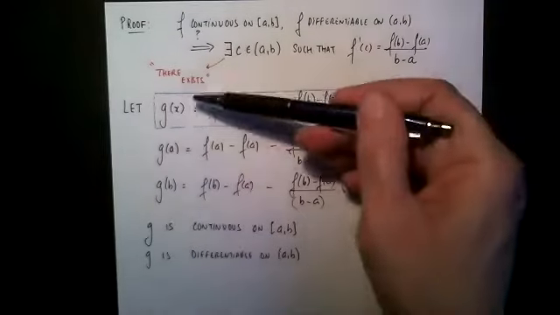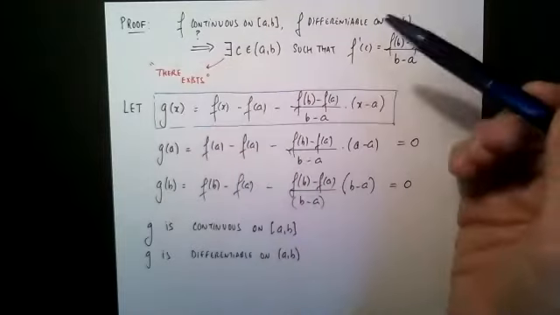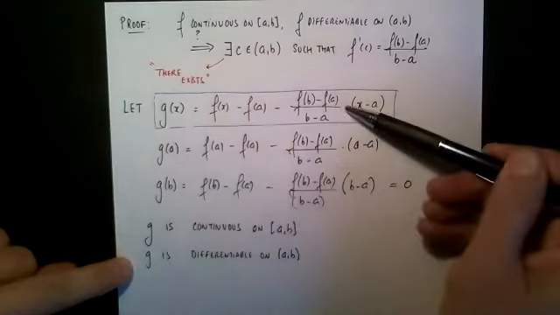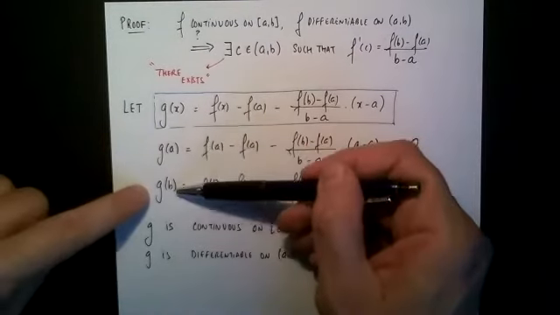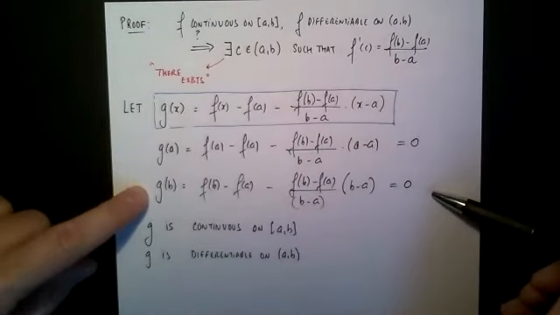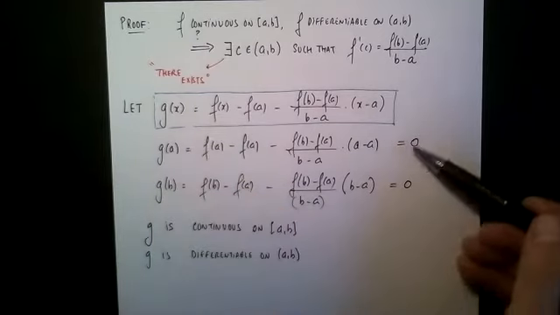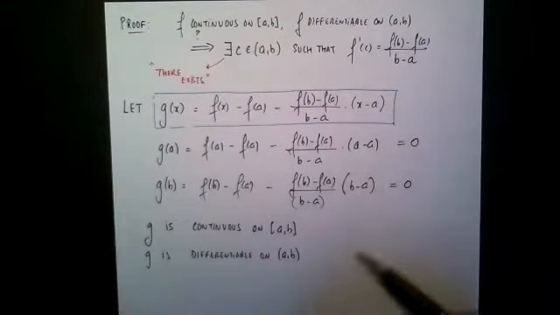So I just created a function g, and I noticed that it's continuous, no problem. I noticed that it's differentiable, no problem. I noticed that g of a and g of b are both 0. These are just things I noticed, and that's why, of course, I created this function, because I wanted to have this here.